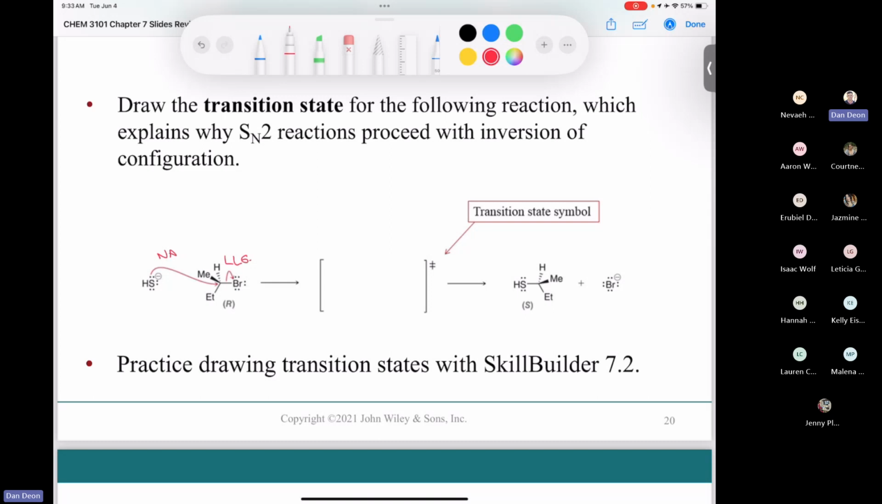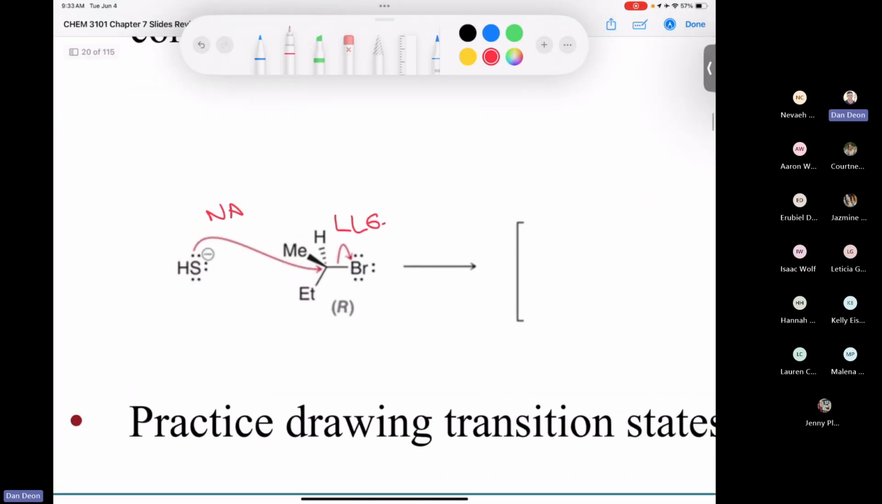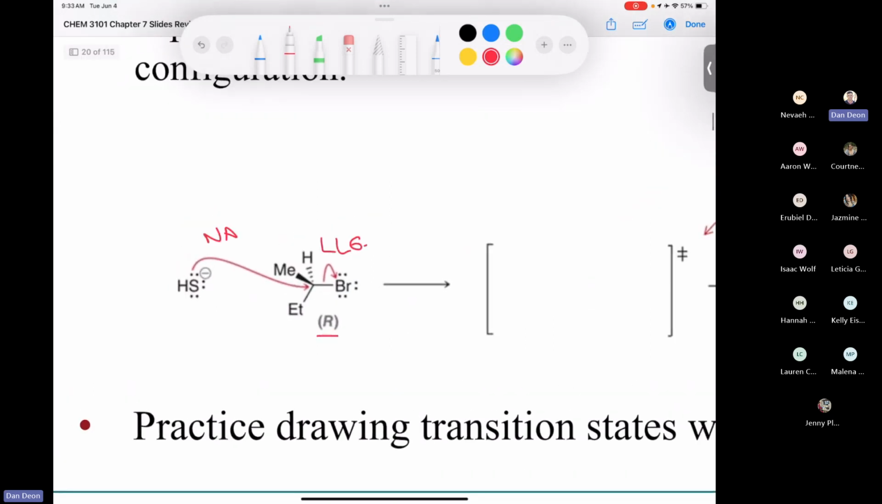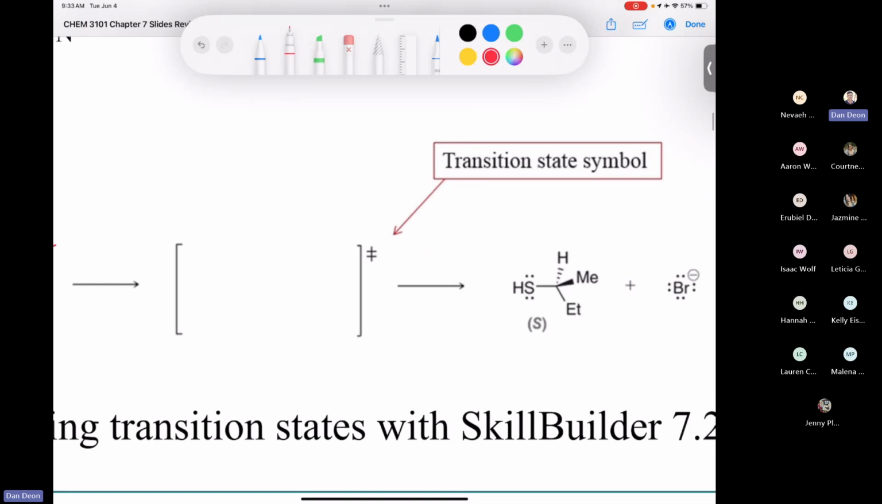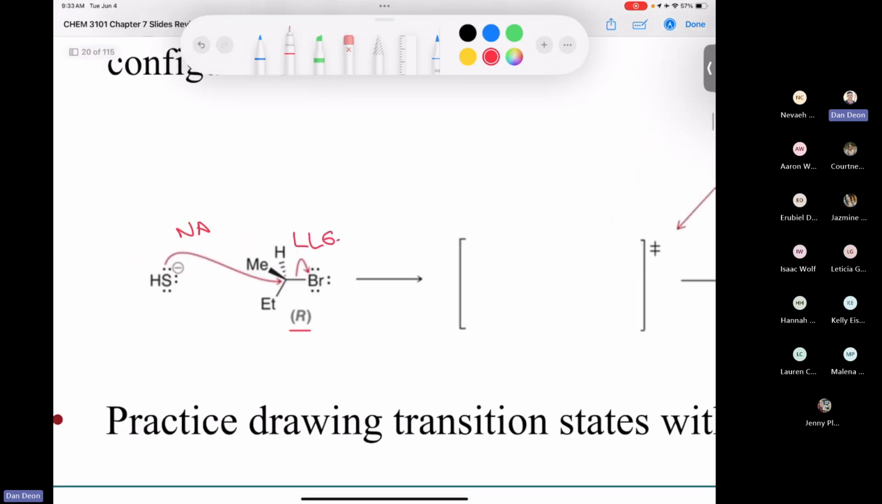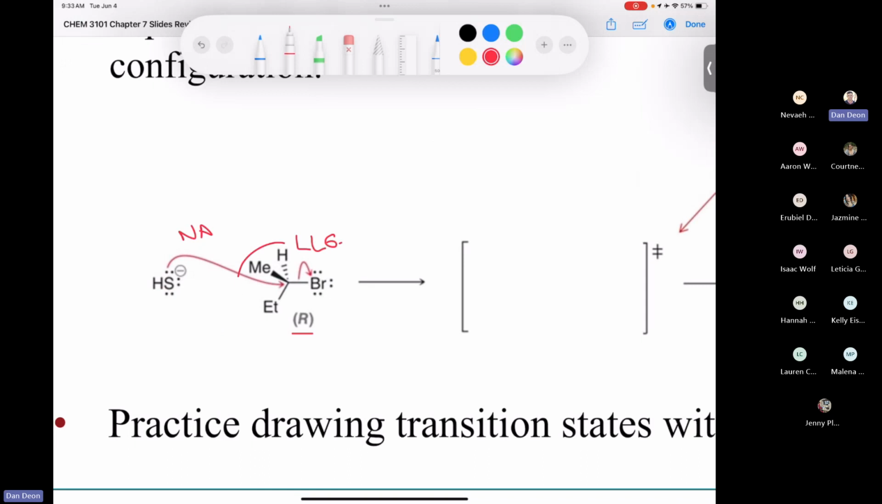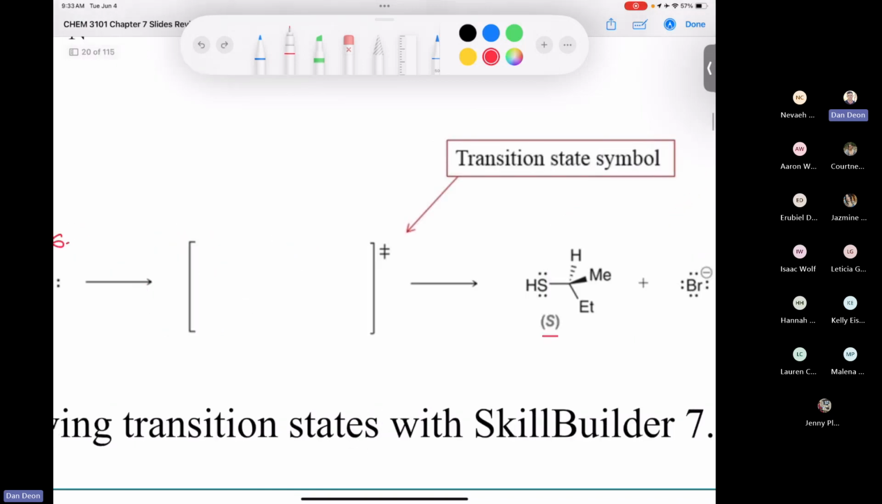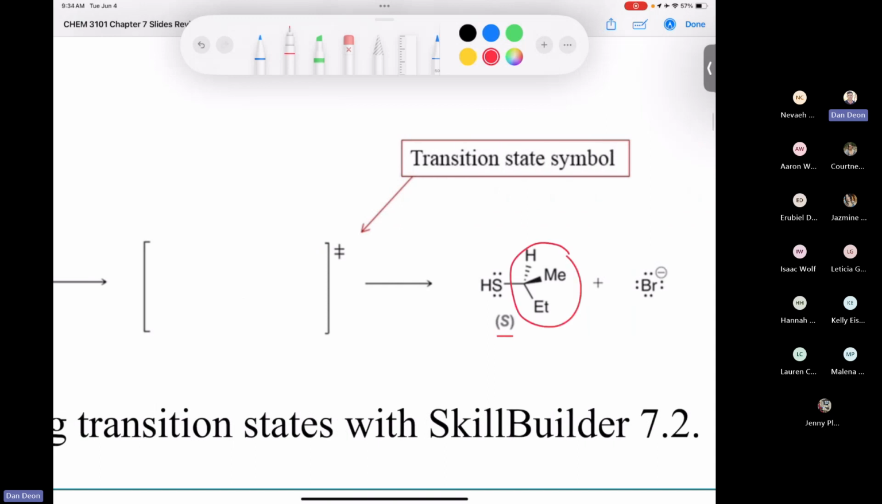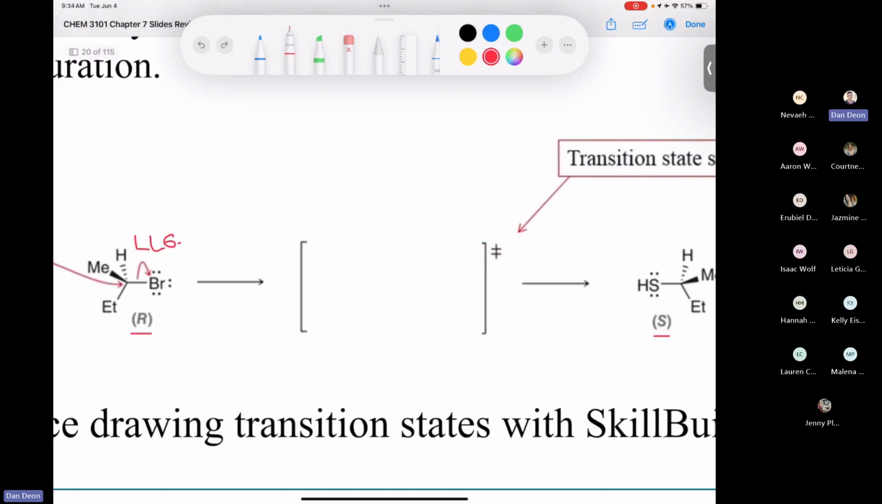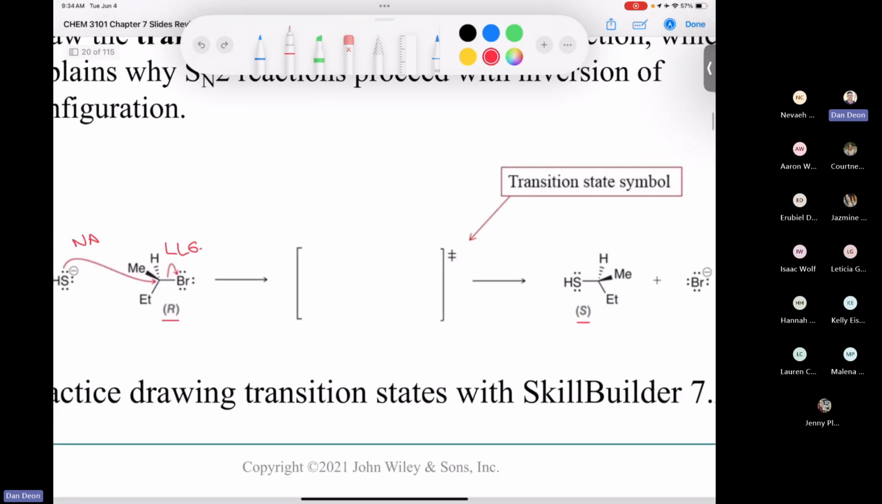Why does this happen? So if you notice, you started with the R stereochemistry, and then it gets flipped to the S stereochemistry. So what's happening is the methyl, the hydrogen, and the ethyl, you see how they're on the left-hand side, but then after the nucleophilic attack, they're on the right-hand side over here. So we use this, it's called the double dagger. That's the symbol that we use for a transition state. And what our transition state is going to look like is going to look something like this.